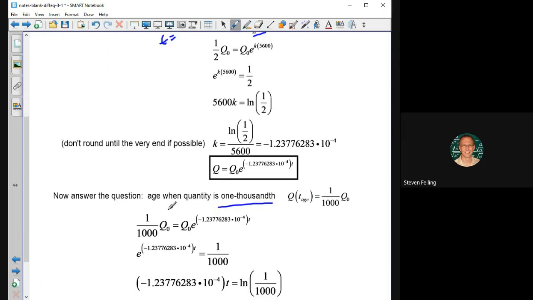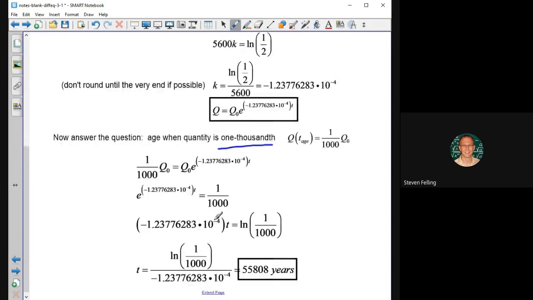So this right now is 1/1000th of the initial quantity. If you plug 1/1000th of the initial quantity in and divide out the Q zeros, you can solve this by taking the logarithm of 1/1000th and then dividing by the constant. When you do that, you end up getting 55,800 years or so.